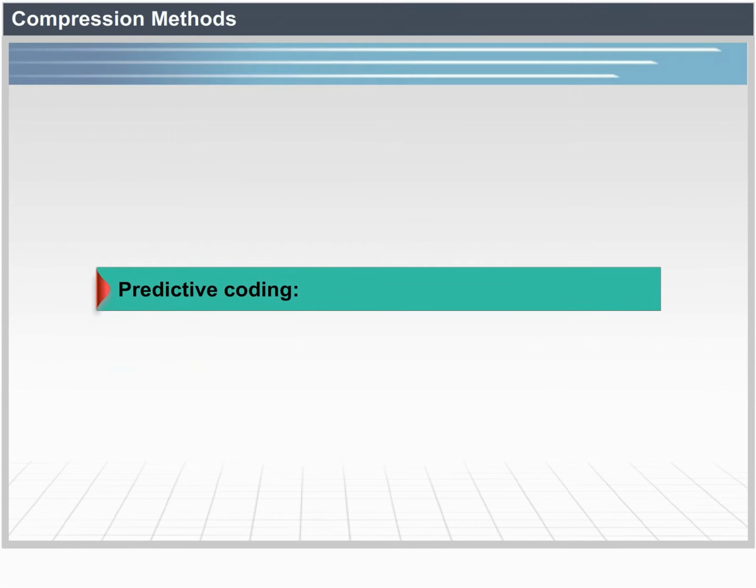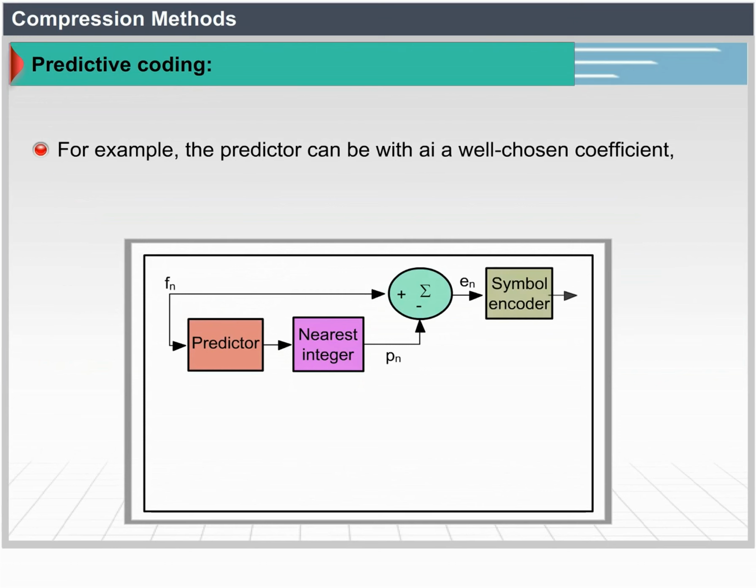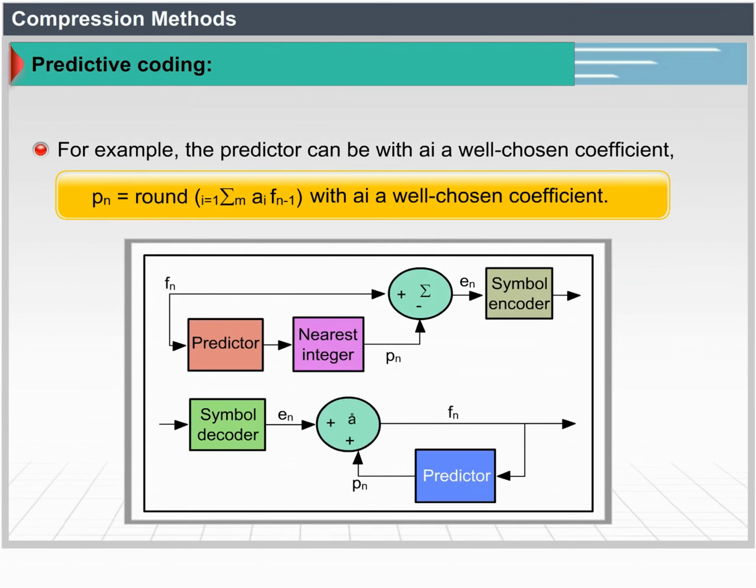Predictive coding. For example, the predictor can be defined as shown, and the related block diagram is also seen.